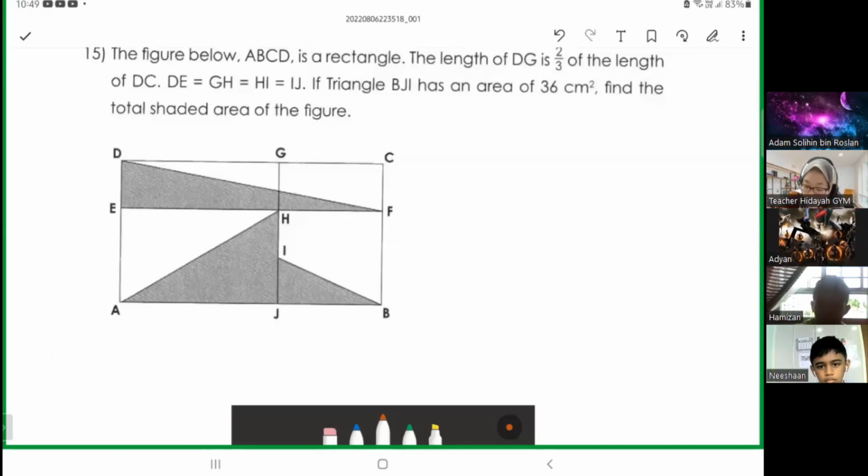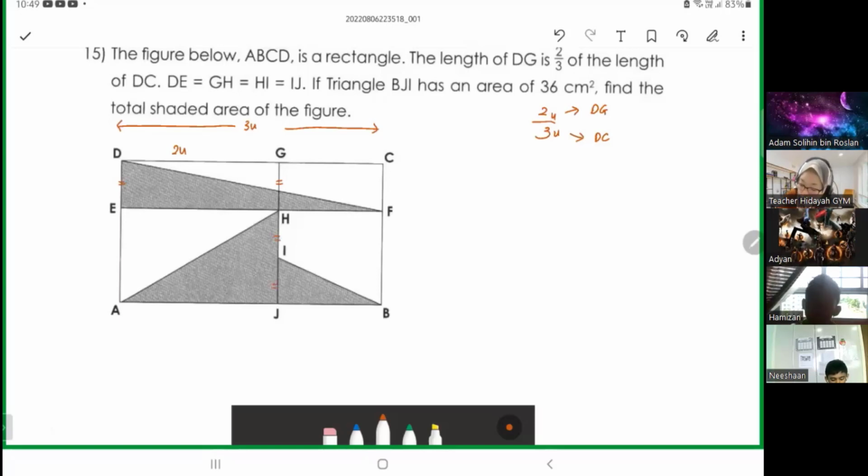15. The figure below, ABCD is a rectangle. The length of DG is 2/3 the length of DC. DG is 2 units. DC is a total of 3 units here. Where do I get that information? 2/3: the numerator is for the first dimension, and the bottom denominator is for the second dimension. Okay. DE is equal to GH equals to HI equals to IJ. They are all equal, right?